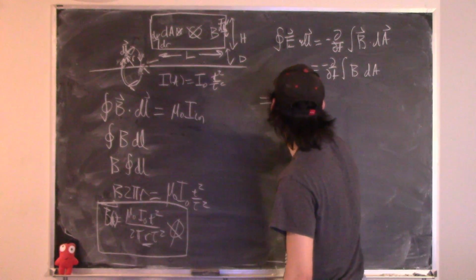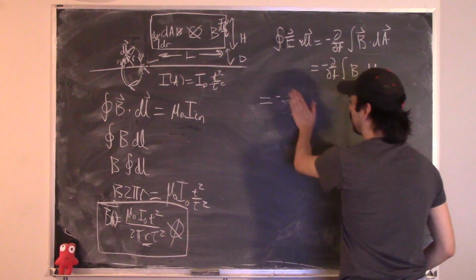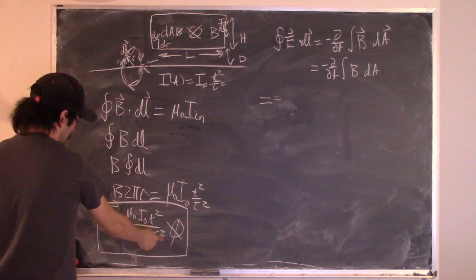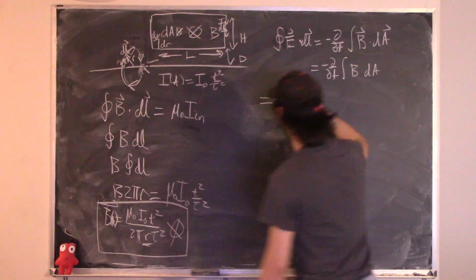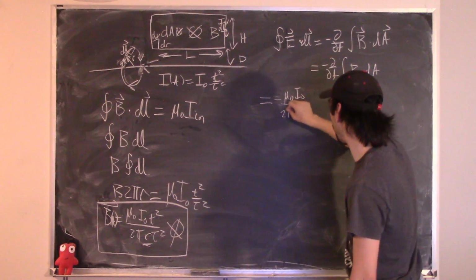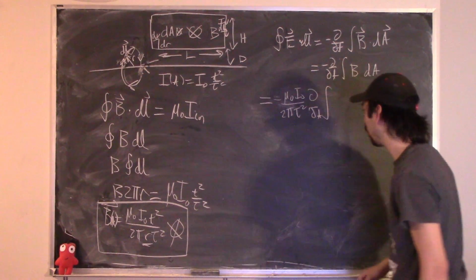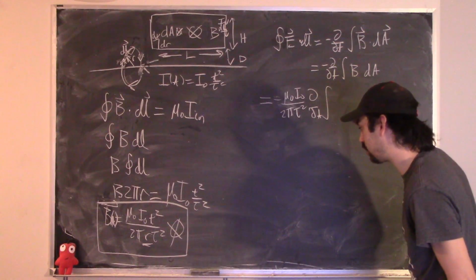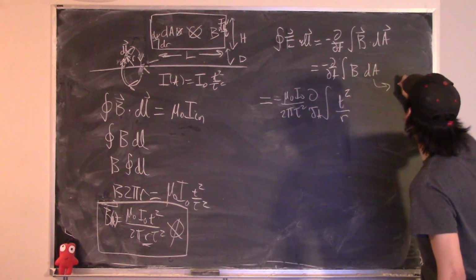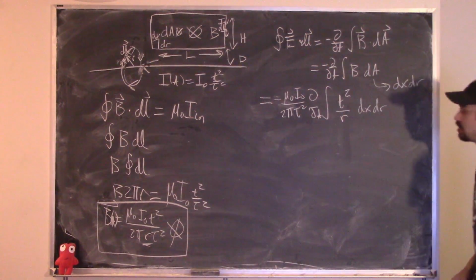Okay? So let's go ahead and plug everything in here. So this is going to be negative partial derivative with respect to time. And actually, before I do this, I'm just going to pull out everything that's a constant. So this is going to be minus mu naught, I naught, 2 pi, tau squared. Those are all constants. So this is minus mu naught I naught divided by 2 pi tau squared times the partial derivative with respect to time of the integral of, I still have my t squared, so t squared divided by r squared, and now I said dA is really dx dr. So this is dx dr.